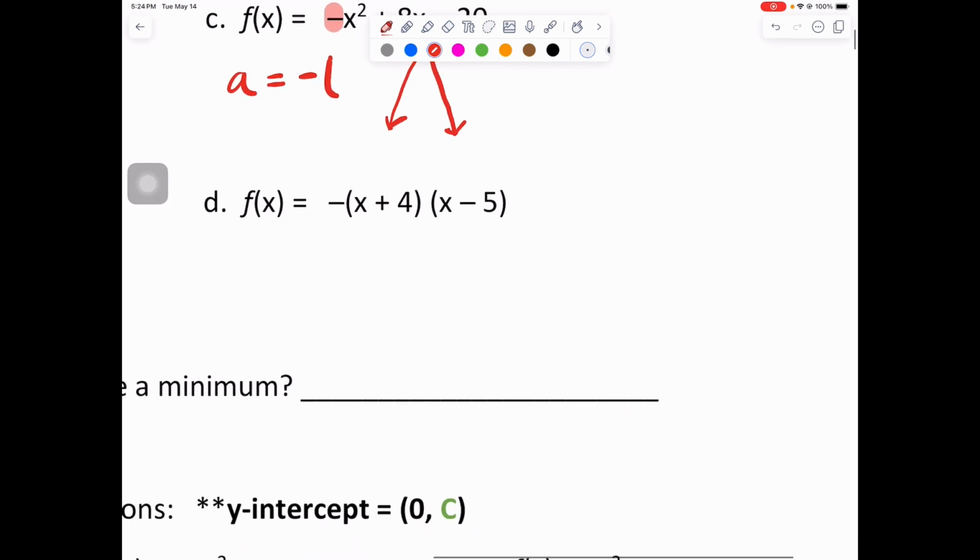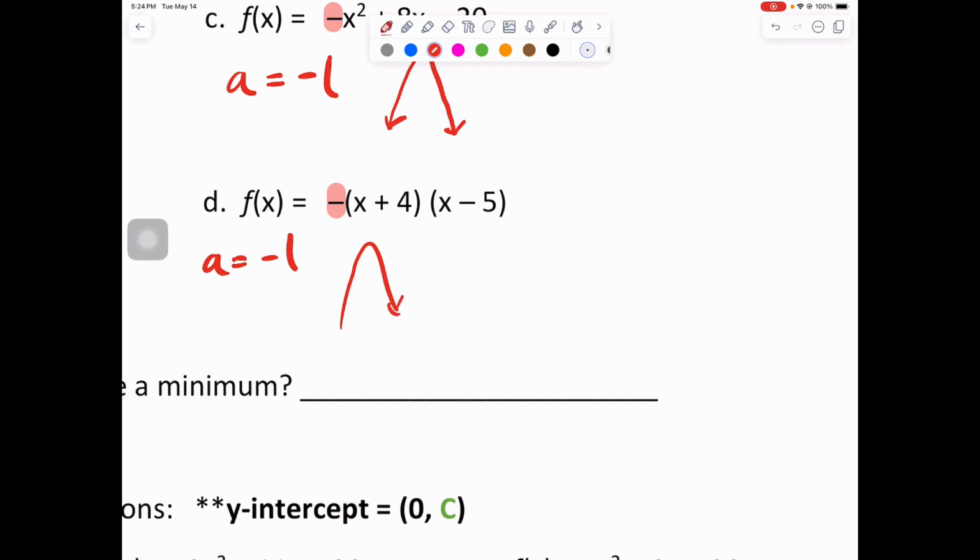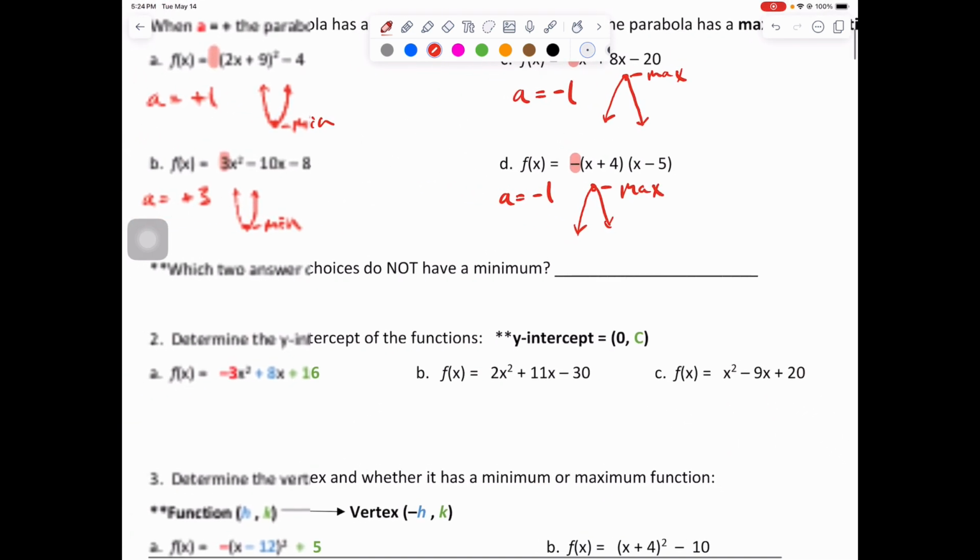It's going to give us a maximum. And if we go to answer choice D, we have factored form. Again, we have an a value, and this time it is the negative right there. So a equals -1, and again our parabola is frowning, giving us a maximum.